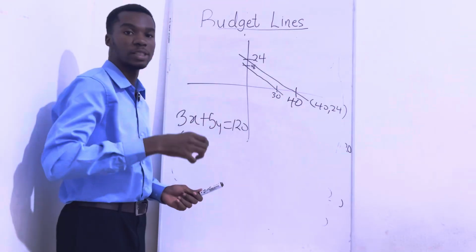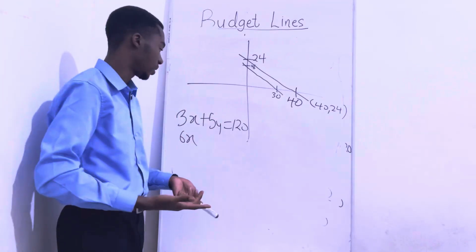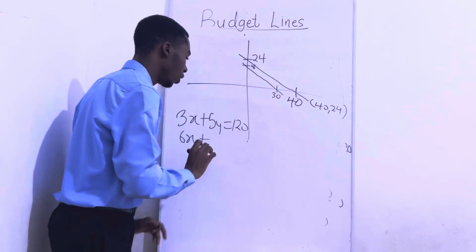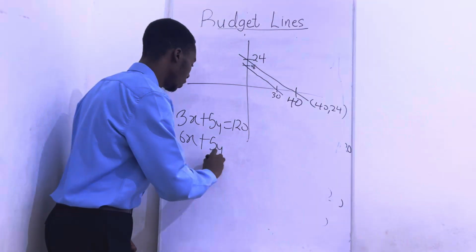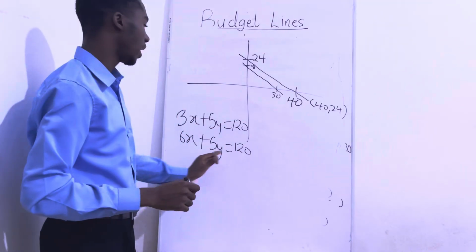Now they say if the price of X doubles, and the price is 3, so if 3 doubles, it becomes 6. So now we have 6X. For the Y, they didn't say to double or anything, so it's still the same. So 6X plus 5Y is equal to 120. So now this would be our new equation.